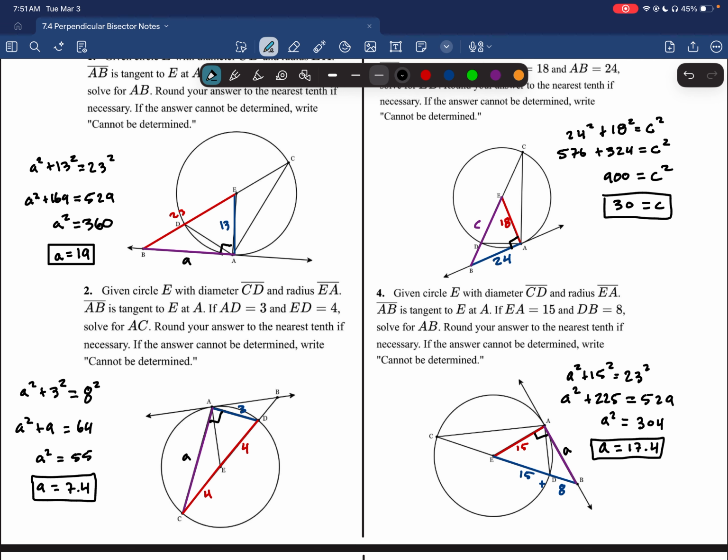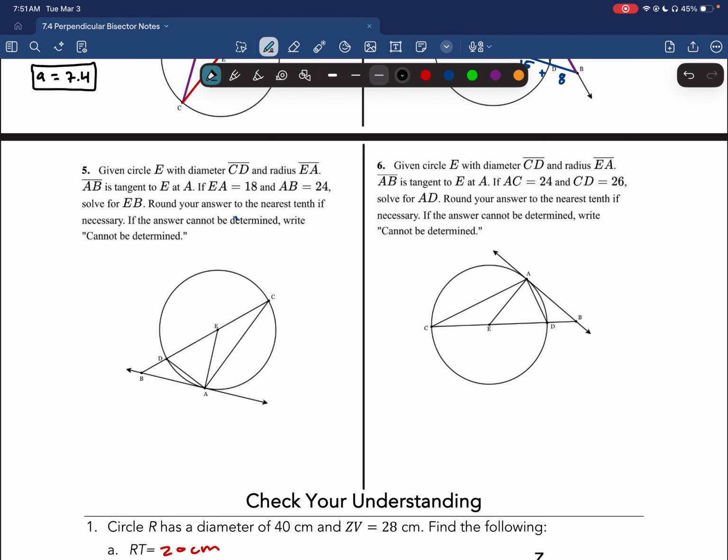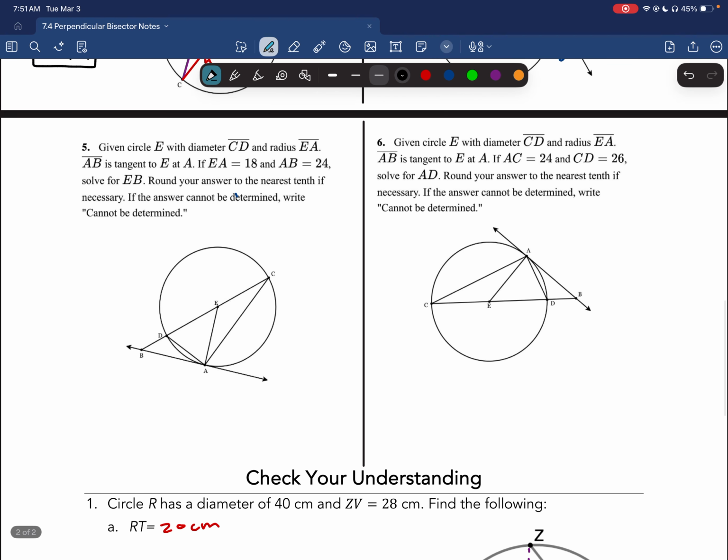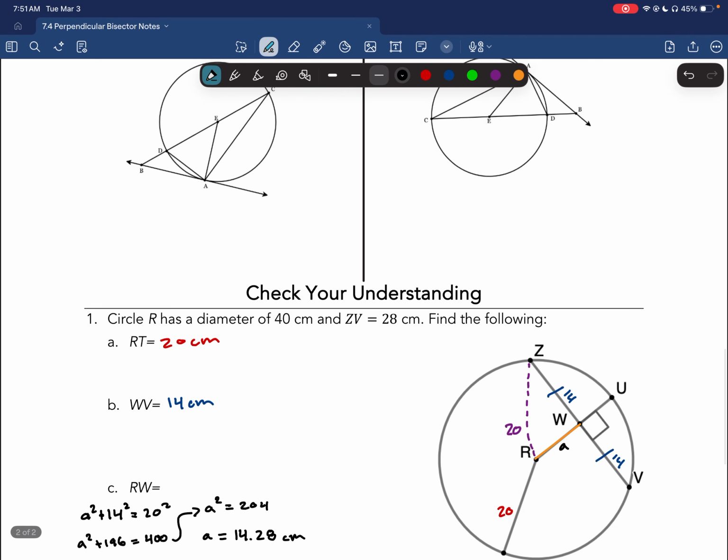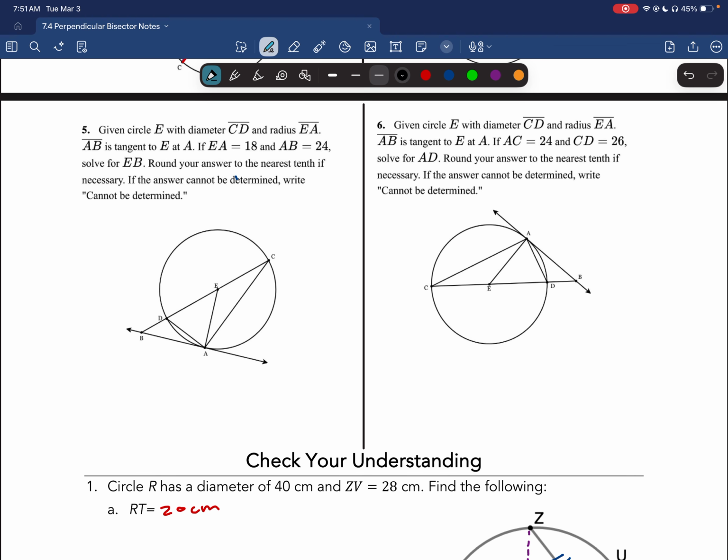Okay. All right, we've got two more examples here, 5 and 6. Now, because I did the check your understanding, I'm going to switch it, and these two questions are going to be your check your understanding today. Okay, so get these two done. When you get done with these, you can grab your homework and get started on that.